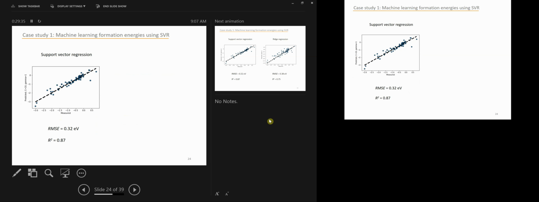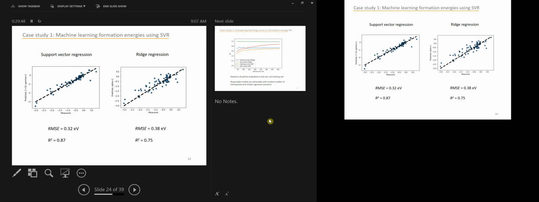On the y-axis, you see the predicted formation energies, and on the x-axis, you see the actual formation energies. Here, the root mean square error is 0.32 electron volts, and R squared is 0.87. And comparing this with the previous ridge regression method, we see a significant improvement.